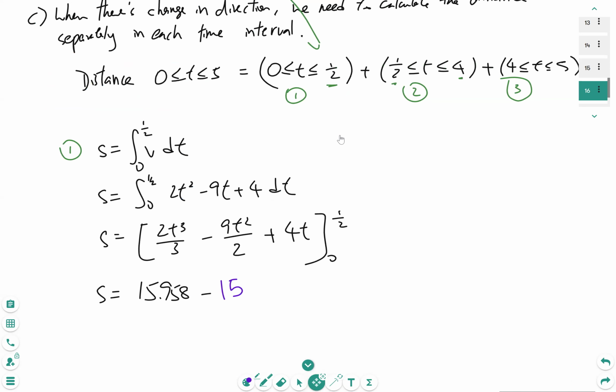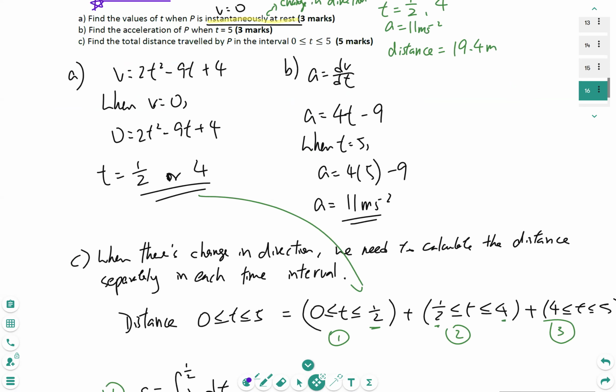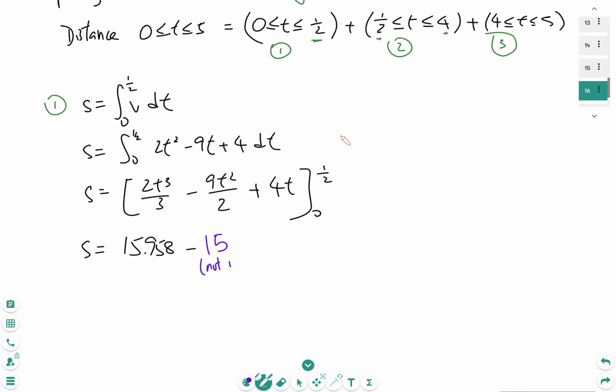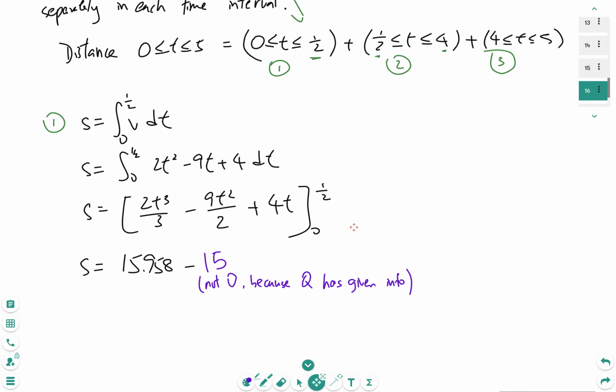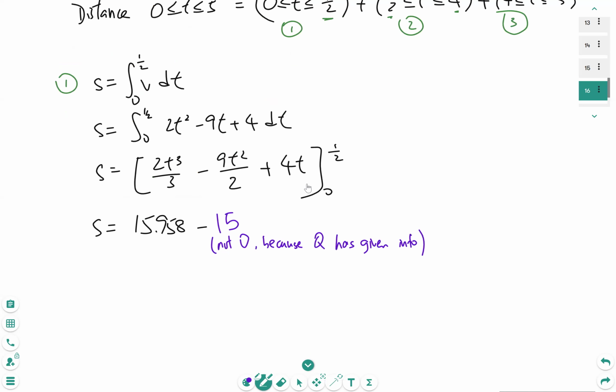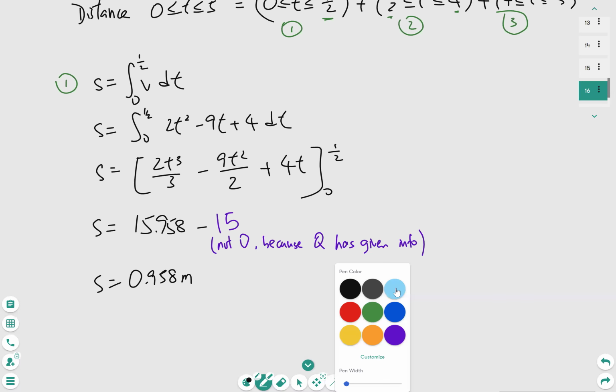I'm using purple here just to color code it for you. This is where it comes from. So this one is not 0, because the question has given information. You can use a pencil or whatever to link this: when t equals 0, p is 15. Right, so therefore S equals 0.958 meters. That's part 1.